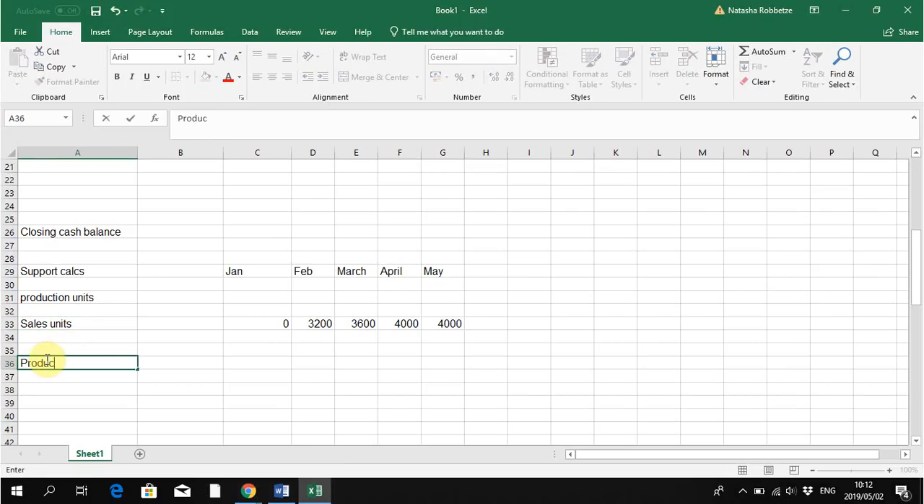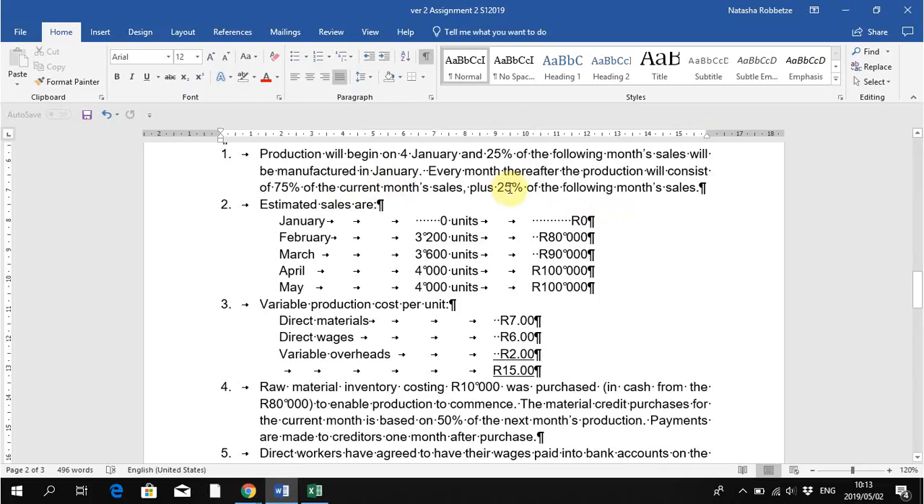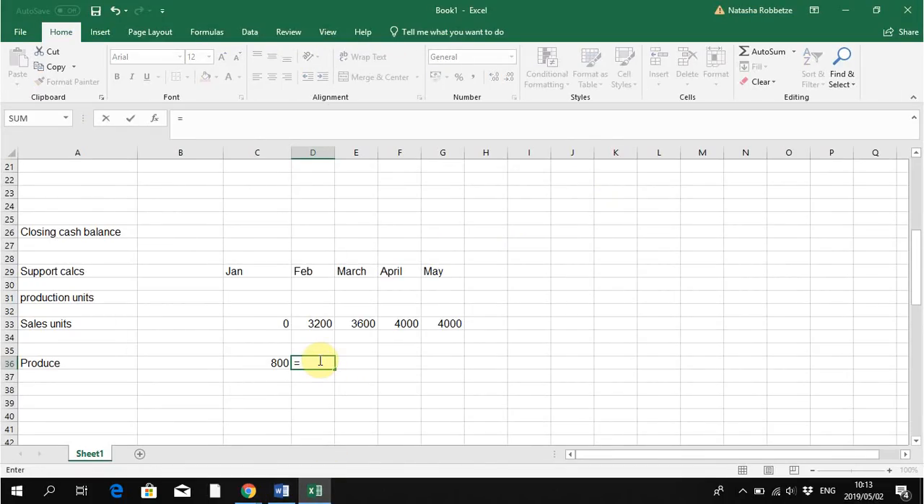And now we need to go and look at what we produce. So in January, it is stated that we make 25% of the next month. So it will be the 3,200 of February times 25%. Then in February, because they say for every month thereafter, it is 75% of the current month and 25% of the next month, it will be 3,200, 75% of the current month, which is February. And then the next month is 3,600 of March times 25%. Then for March, it's going to be the current month, 3,600 units that we sell times 0.75. And then the next month is April, so it will be 4,000 at 25%.